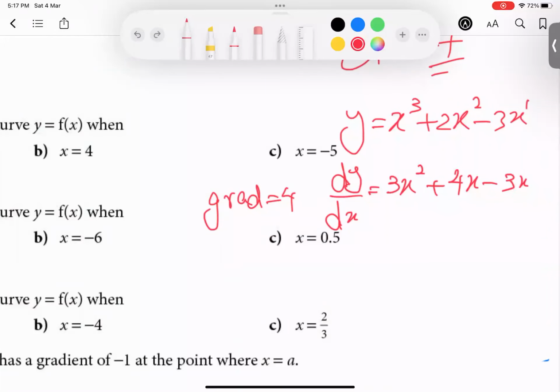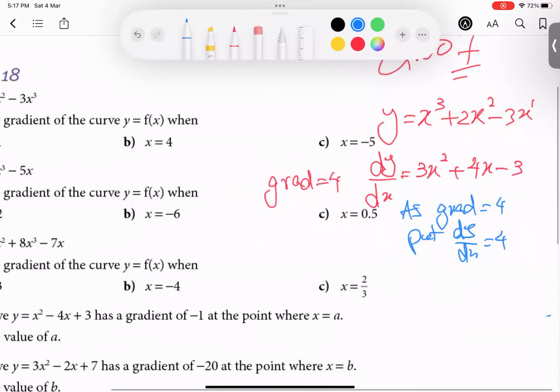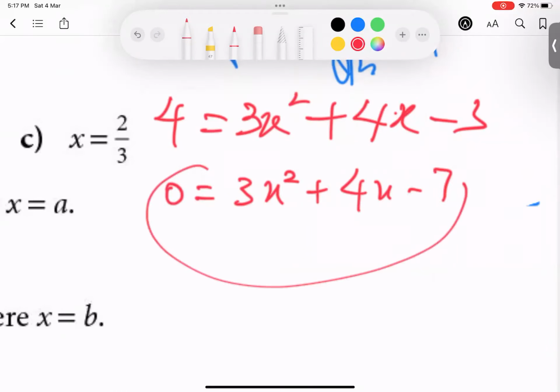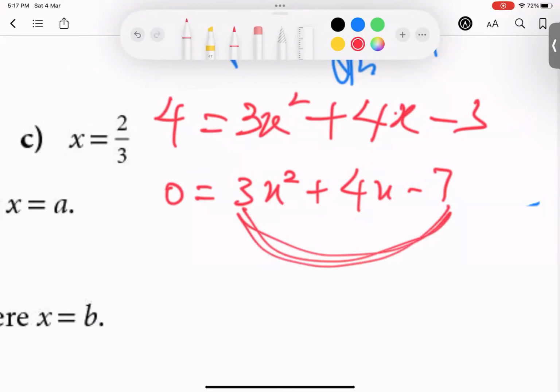And now as he mentioned that the gradient is equal to 4, it means put dy over dx equal to 4. And when I plug in 4, students, what will happen? 4 equals 3x to power 2 plus 4x minus 3. Now I bring this 4 to this end, I get a negative 7. So negative 7, I get it. I put 0 here or 0 there, no issue at all. 3 sevens are 21 and 21.